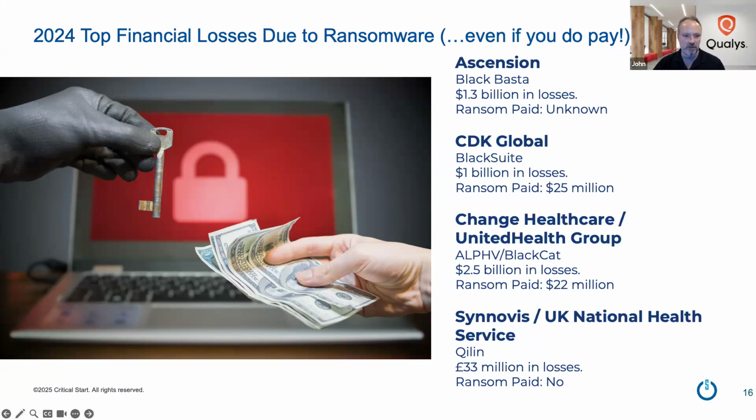And the last one here, Synnovis, UK National Health Service, was hit. The attack encrypted their IT systems and forced their providers again to revert to manual and paper-based systems to process information. It exposed data for nearly 1 million different patients. The attackers stole and eventually leaked 400 gigabytes of sensitive data when Synnovis did not pay the demanded $50 million ransom. It ultimately resulted in a 33 million pound loss.